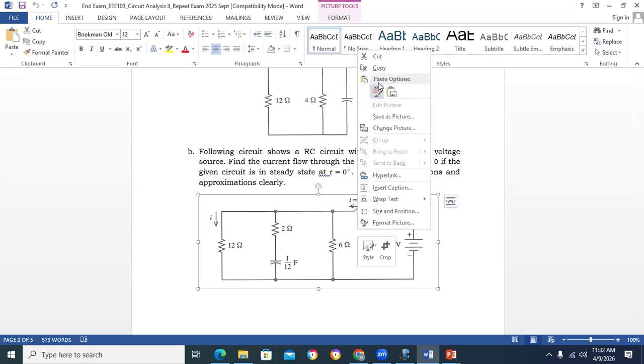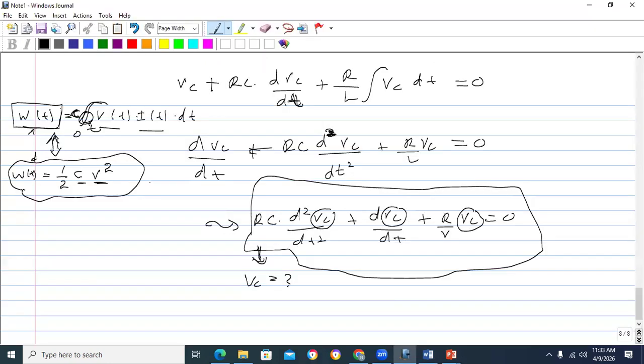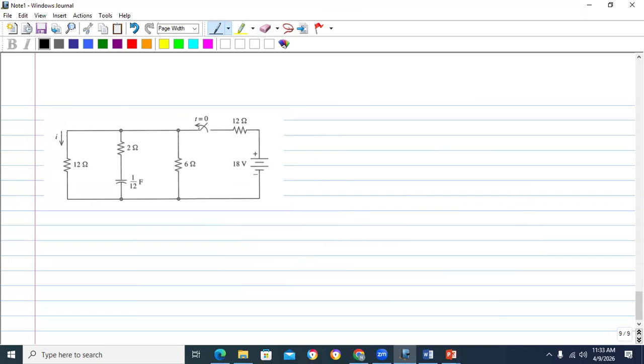Okay? So that means when the switch is closed, you need to do this question when the switch is closed. Okay? So now the switch is closed. Switch is closed. So the switch is on at t equal minus 0, when t is equal to 0, the switch is on.